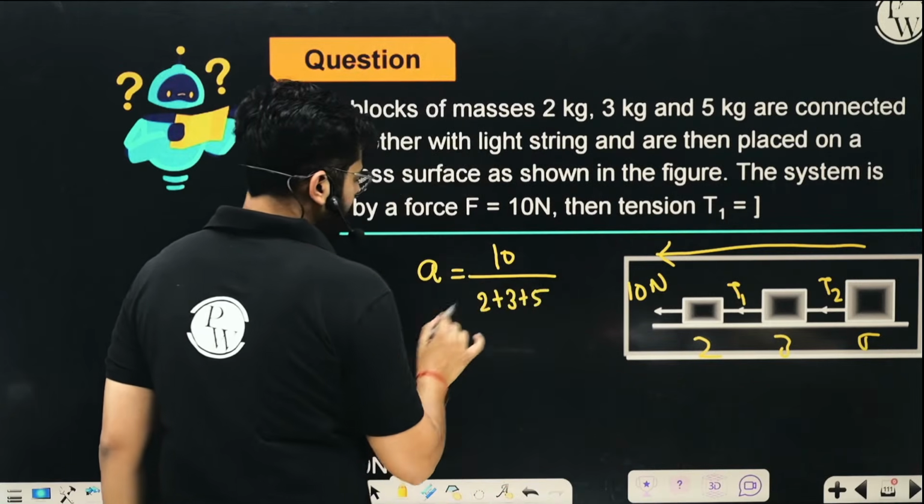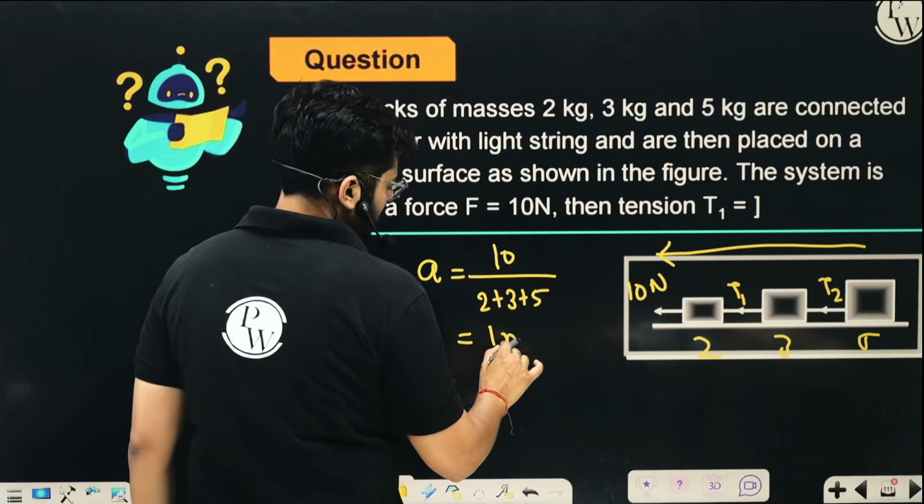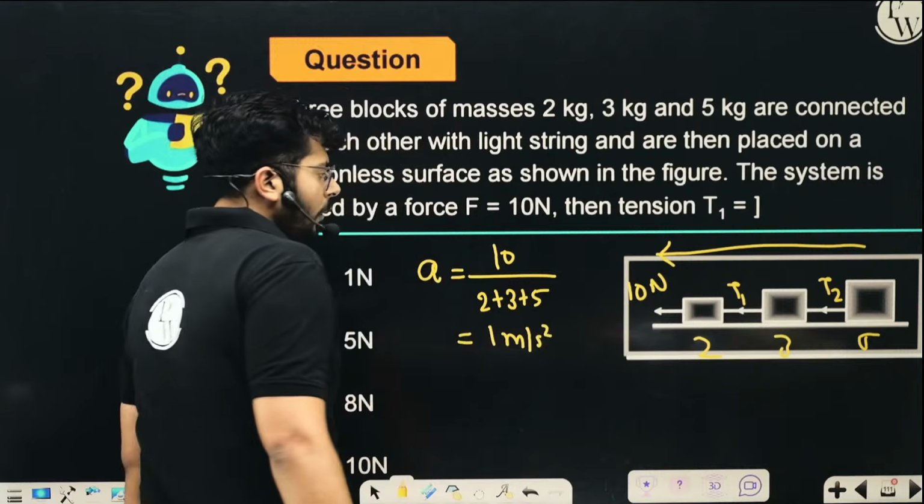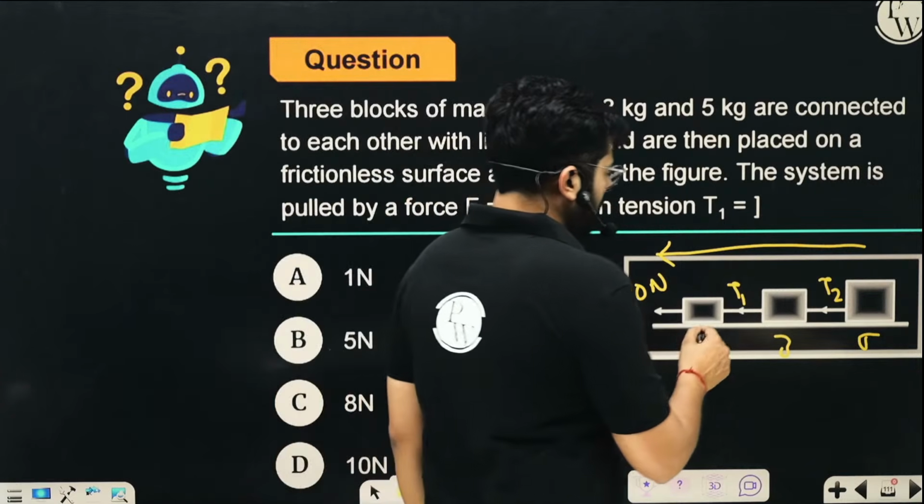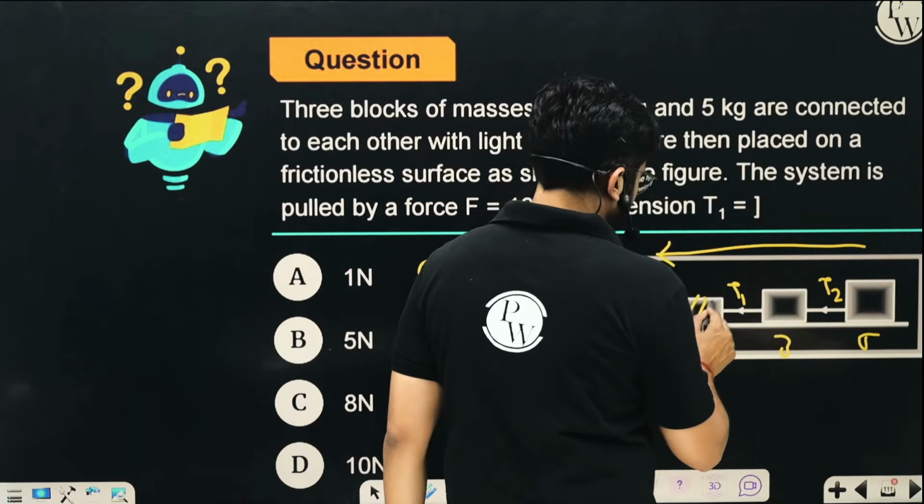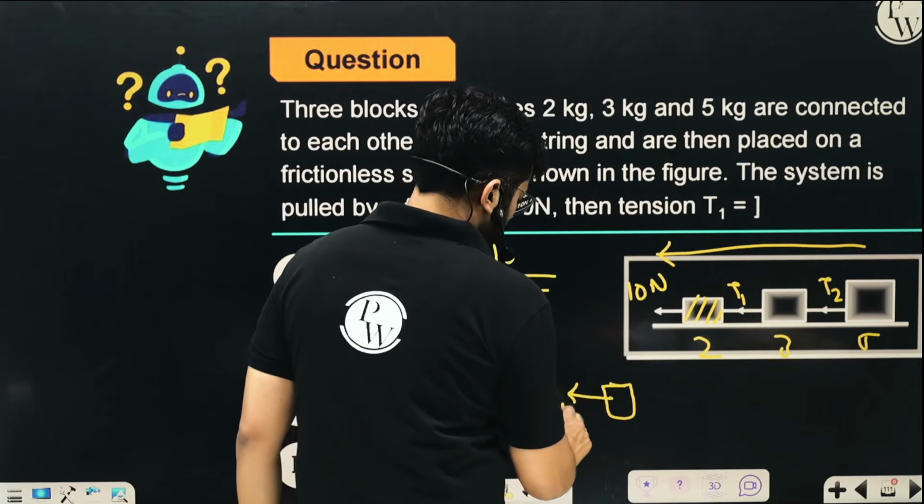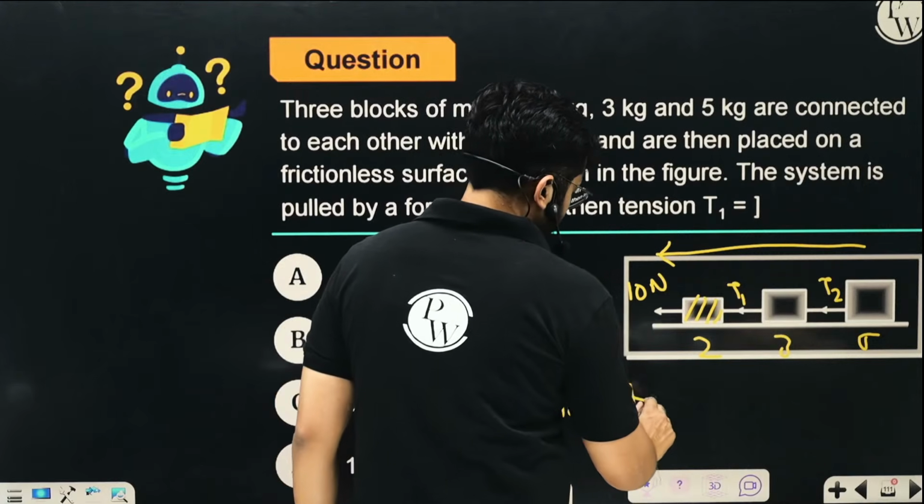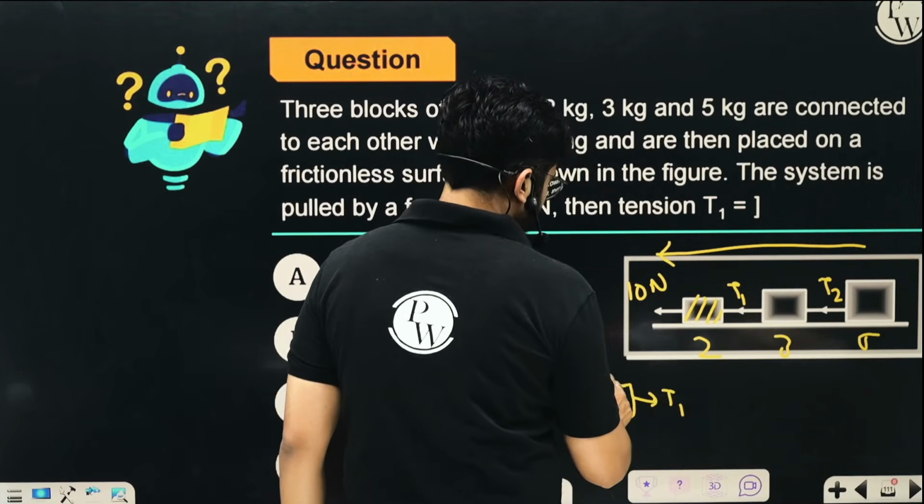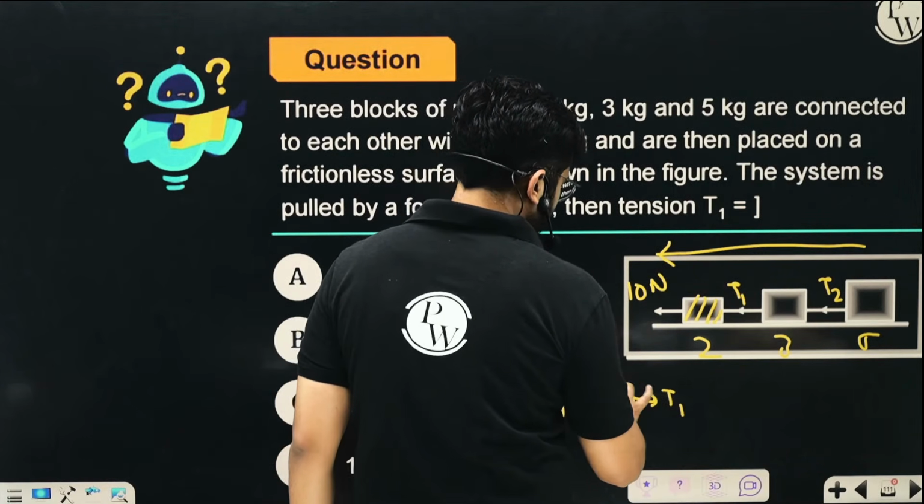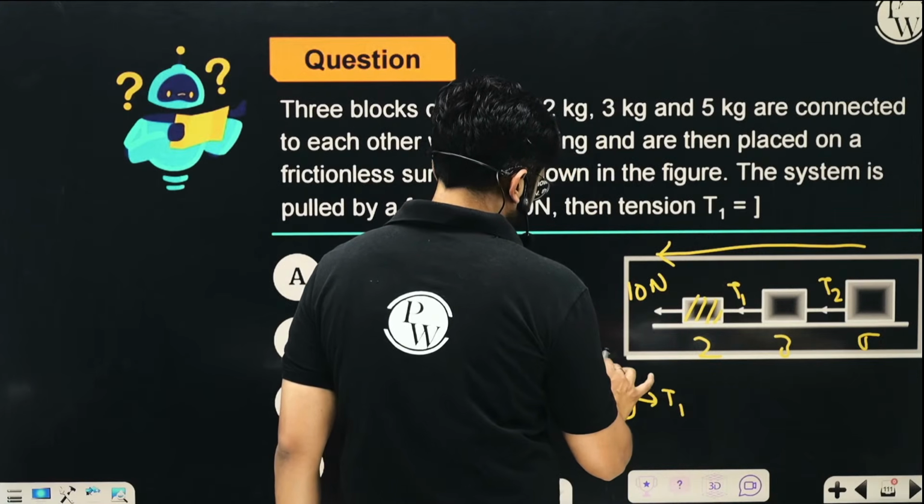So 5, 3, 8, 8 and 2, 10. So acceleration is 1 meter per second square. Now what you can do, look at the FBD of anything. For example, you can look at the FBD of this block. It is experiencing a force of 10 Newton this way. It is experiencing a tension force T1 this way. And it is experiencing an acceleration in this direction, which is 1 meter per second square.